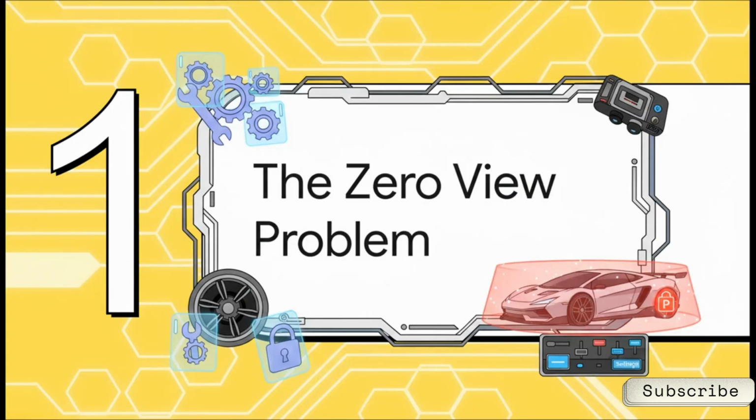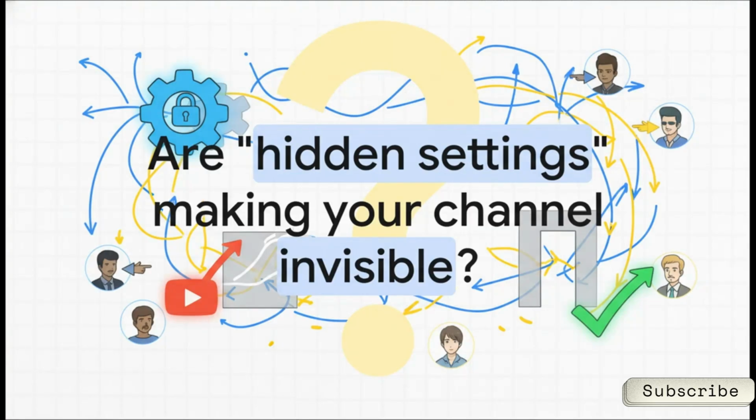So let's think about this a little differently. This isn't a your ideas are bad problem. It's a settings problem. It's like you've built this amazing race car, but you forgot to take the parking brake off. This is the real question, isn't it? Because if you get even one of these so-called hidden settings wrong, you're basically telling the YouTube algorithm to just ignore you completely. So let's find those settings and flip the switch from invisible to visible.